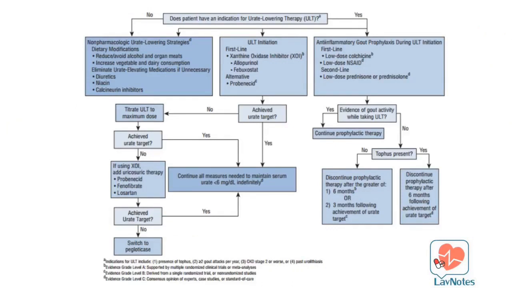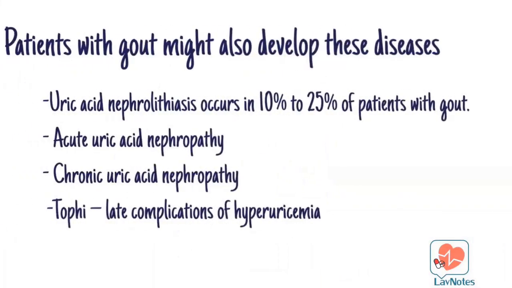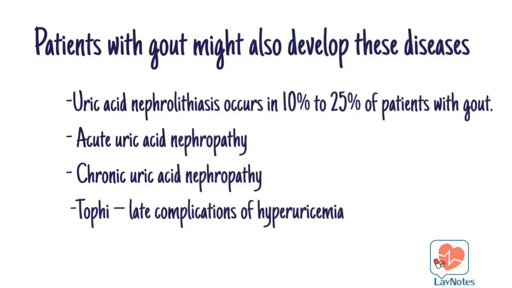And here you have a chart of the medication for hyperuricemia. Patients with gout might also develop these diseases. Uric acid nephrolithiasis occurs in 10% to 25% of patients with gout. Acute uric acid nephropathy, chronic uric acid nephropathy, and tophi, which are the late complications of hyperuricemia.